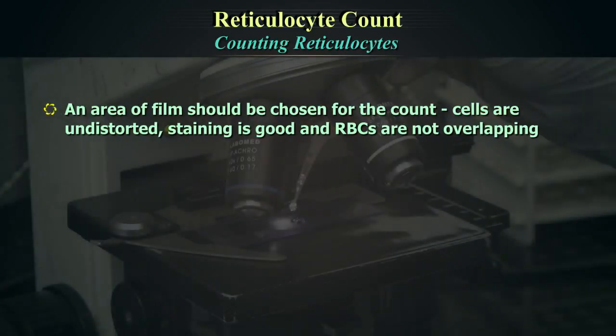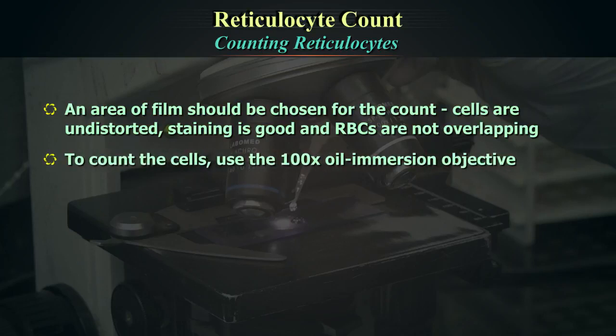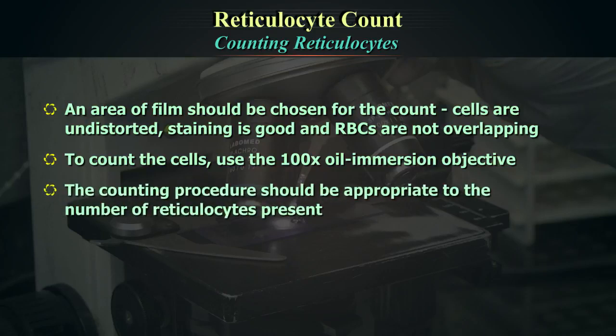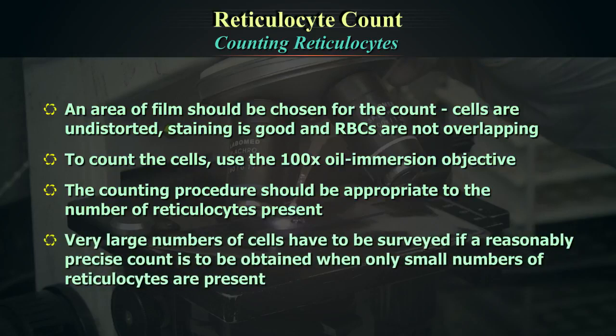An area of film should be chosen for the count where the cells are undistorted, where the staining is good and RBCs are not overlapping. To count the cells, use the 100x oil immersion objective. The counting procedure should be appropriate to the number of reticulocytes present. Very large numbers of cells have to be surveyed if a reasonably precise count is to be obtained when only small numbers of reticulocytes are present.